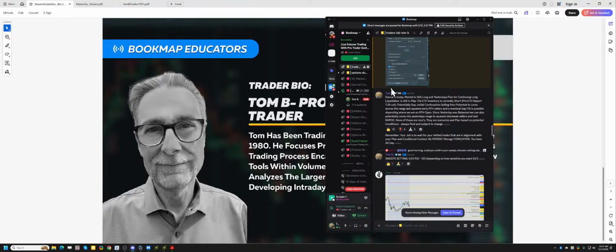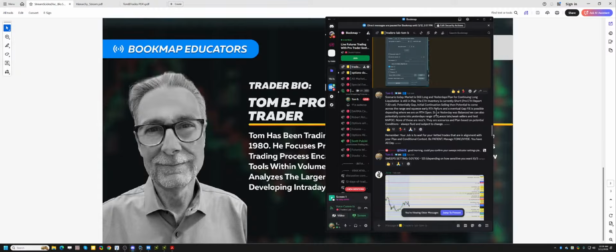So here's today's scenario. Market is still long, and I'll show you that in a higher time frame. Yesterday's plan was for continuing long liquidation, and it's still in play. The ETH inventory is currently short, and this is pre-ETH report at 7:30. So we're anticipating potentially a gap, initial continuation selling, and then potential to come across the range and squeeze the early RTH sellers, and eventually maybe a gap fill is possible depending where we are on the RTH open.